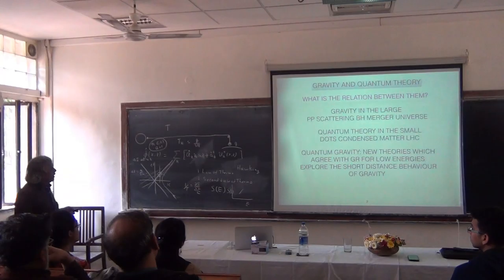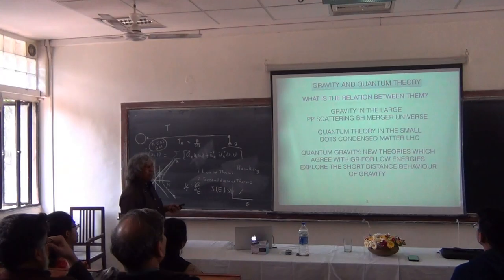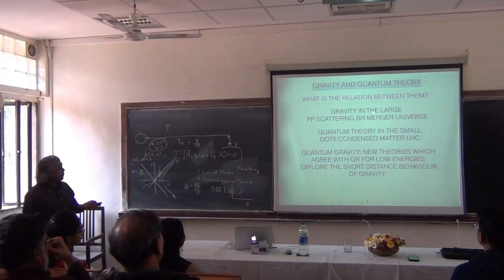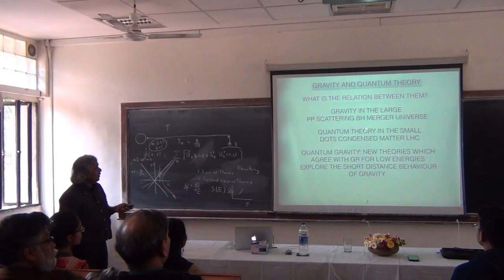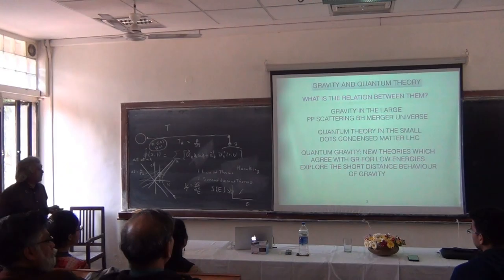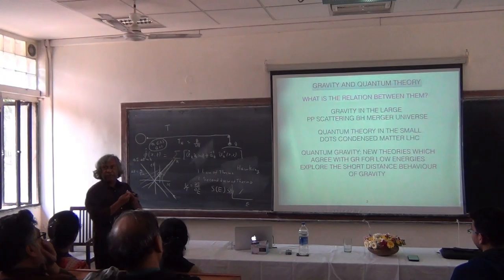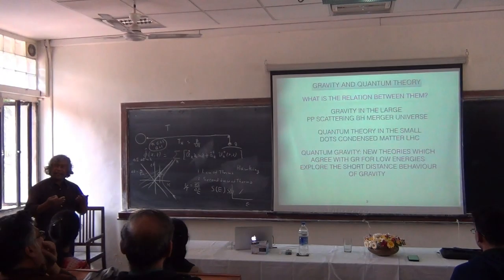So normally we think of gravity as operating in the large, that is to say, when you have planets scattering off each other, that is gravity, or when you have black holes merging together, or when you have cosmology, that's the domain of gravitation. And normally we think of quantum theory as acting in the small, in the Large Hadron Collider, in dots, in your mobile phones where the transistors work according to the principles of quantum mechanics. So normally there's not much of an overlap, but from the point of view of the unity of physics, we cannot let these theories be separate. They have to be merged into something, and there probably is a harmonious coexistence of these two theories when we understand what's going on.